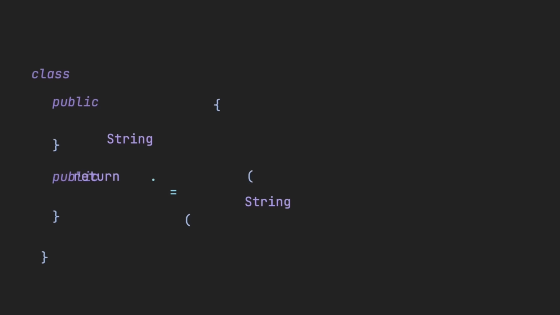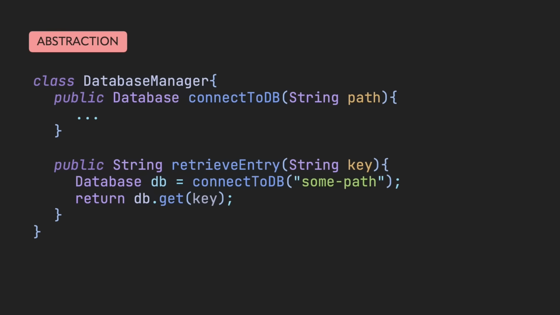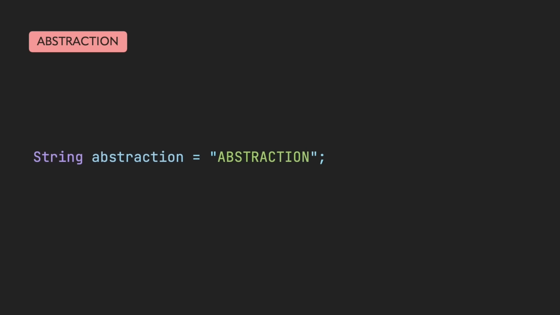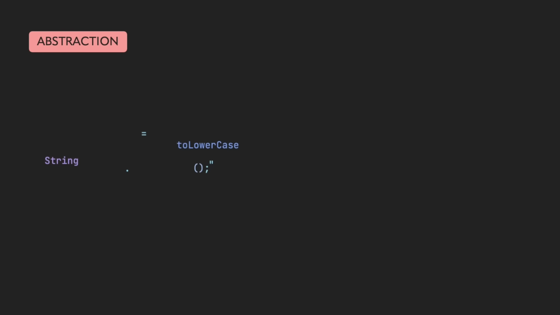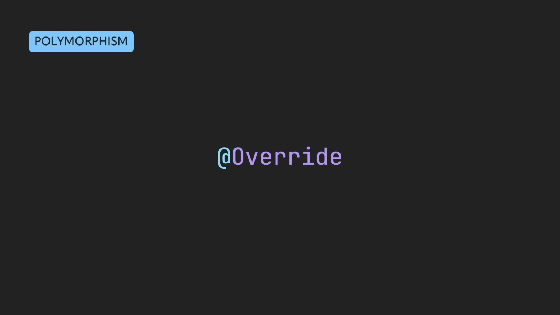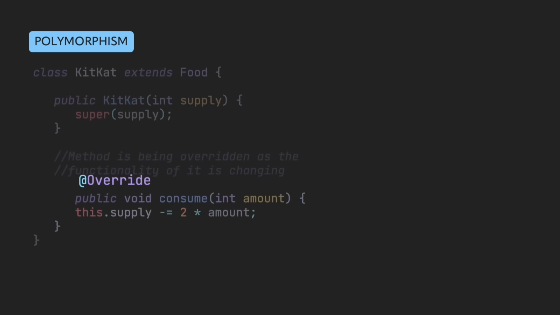Abstraction is similar to encapsulation, however, it's less about data safety, but rather for ease of use. If we have a string and we want to make it lowercase, we can just call the toLowercase function, as we don't need to know exactly how the string will be made into lowercase. Polymorphism is also similar to inheritance, except it's about modifying behavior rather than taking properties. In my earlier example, polymorphism is used when we override the consume function.